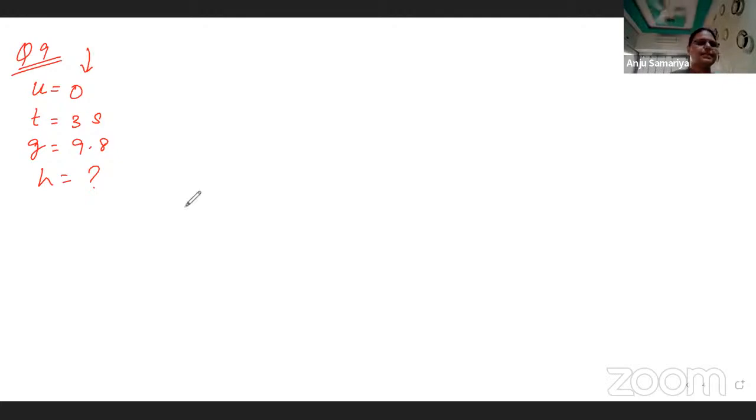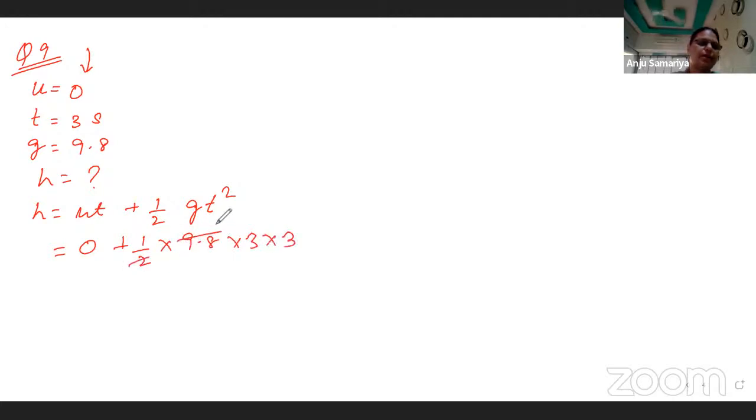Did you find out the answer? H is equal to ut plus half gt square. So this is 0 plus half into 9.8 into 3 into 3. So find out the answer quickly.